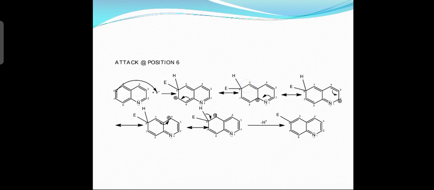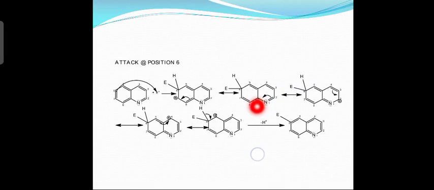Alright. Now, next is attack at position 6. That means the 6th position should be negative. This is the 6th position. So, this must be negative, by the shifting of electrons, so that the electrophile comes and attacks here. So, this also will have resonance structures 1, 2, 3, 4, 5, and finally, the last step is elimination of H plus ion to give the 6-substituted product.